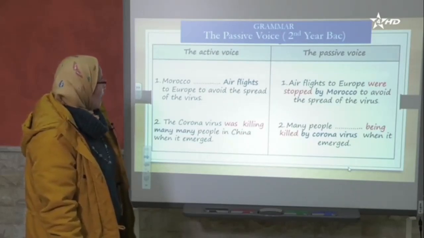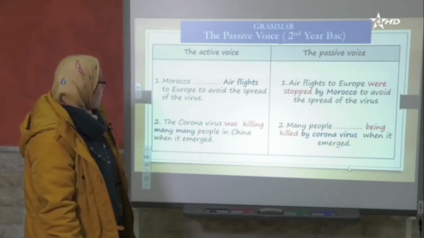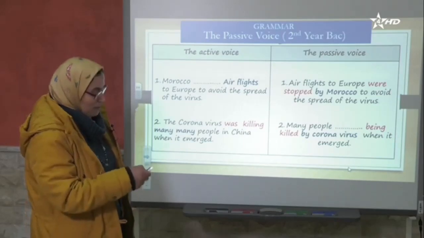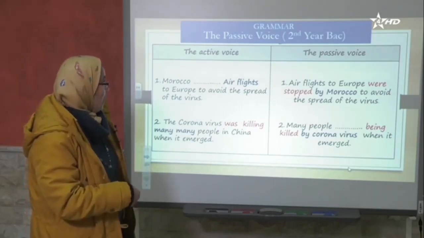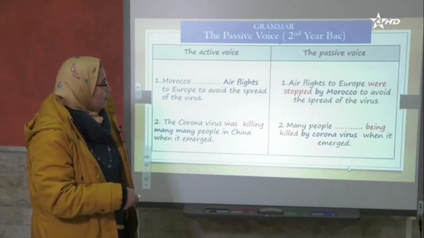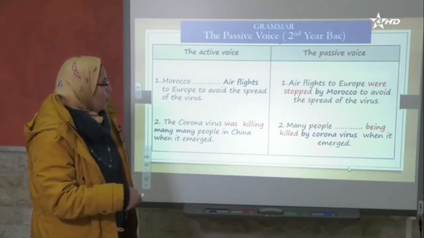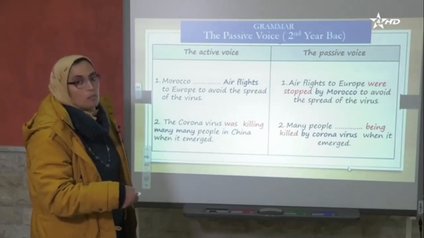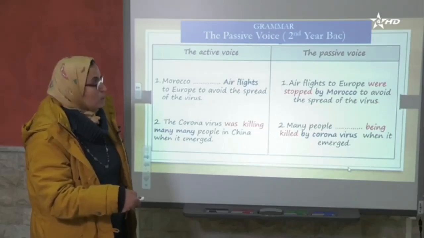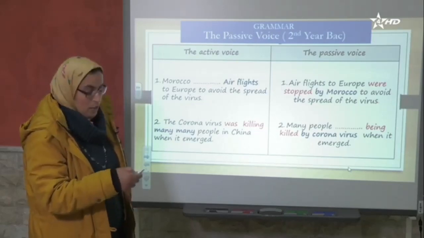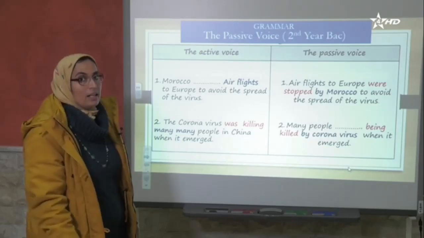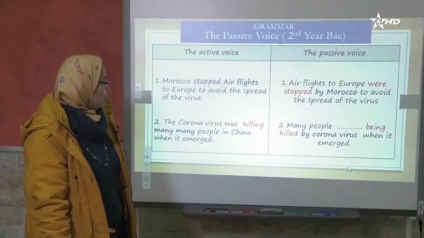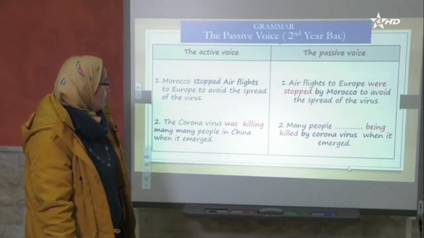Morocco, air flights to Europe to avoid the spread of the virus. Here we have the passive form and we need the active form. So, were stopped: to be is in the simple past. So the verb here needs to be in which tense? Any idea? Yes, stopped.